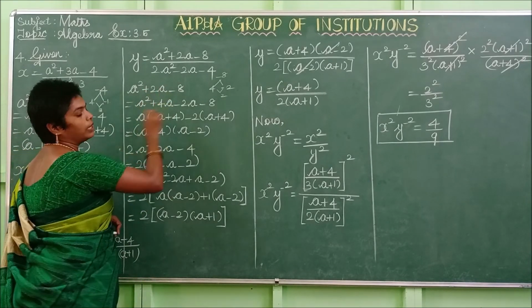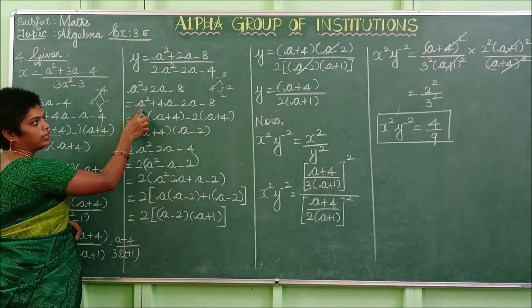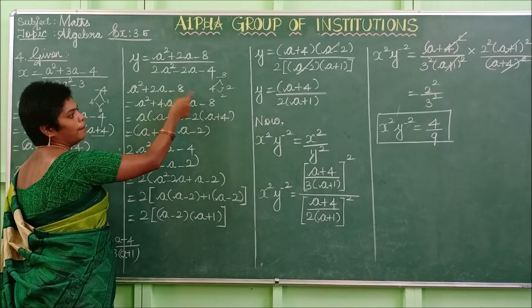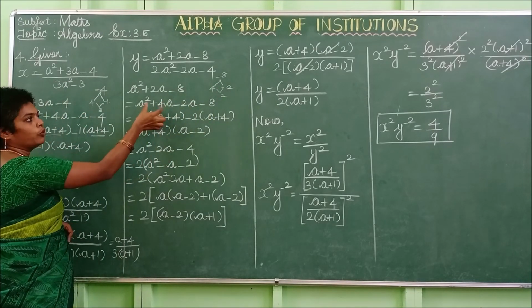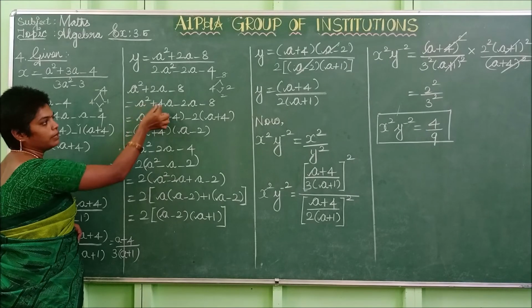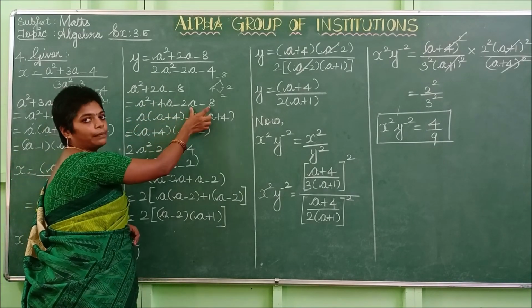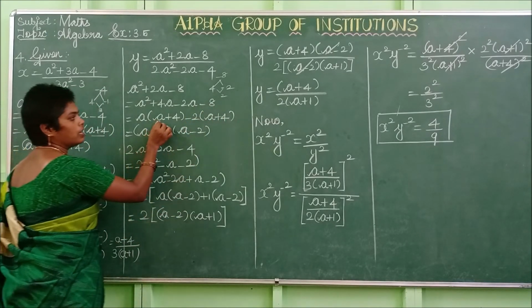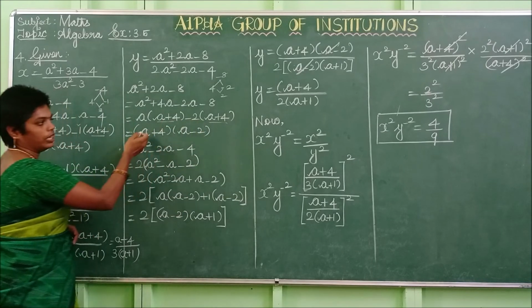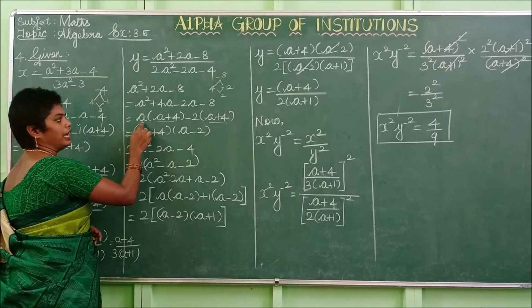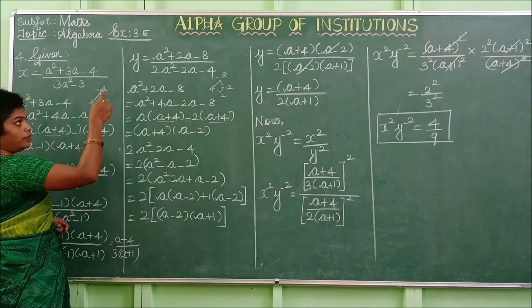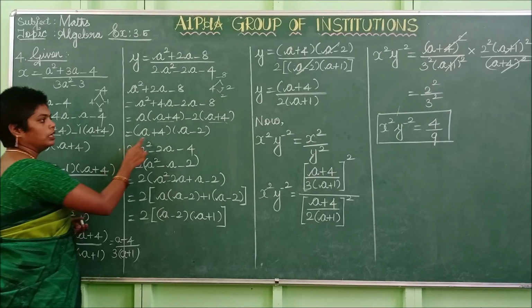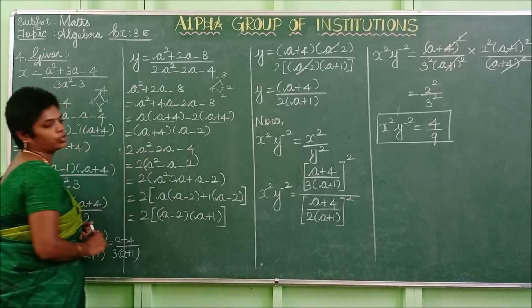So separate the center term and rewrite a squared as the same. This middle term 2a can be written as 4a minus 2a, then minus 8. From these two terms, you can take a as common. What is the remaining term? a plus 4. Similarly, you can take minus 2 from these terms. The remaining value is a plus 4. Here also a plus 4 and here also a plus 4. Take a plus 4 as common. The remaining value is a minus 2. So a squared plus 2a minus 8 has the factors a plus 4 and a minus 2.